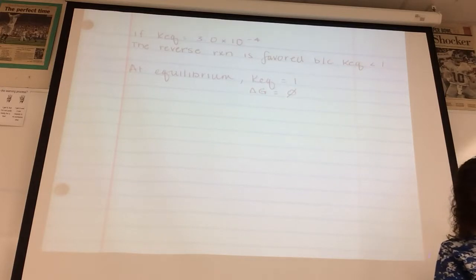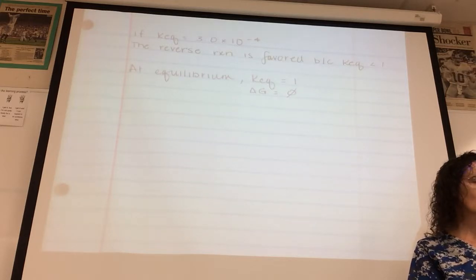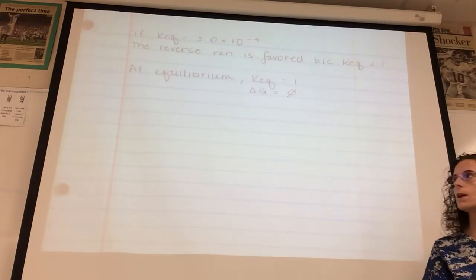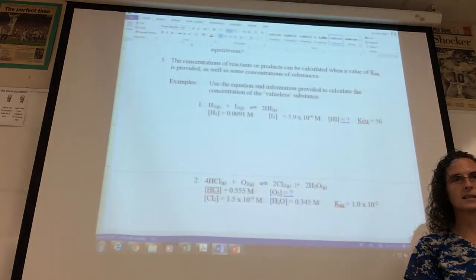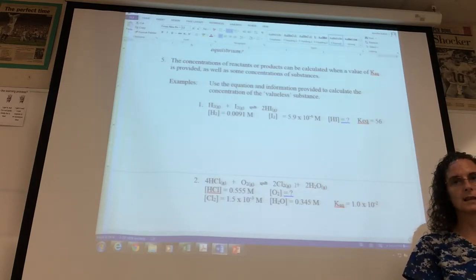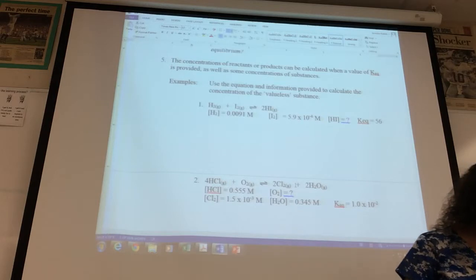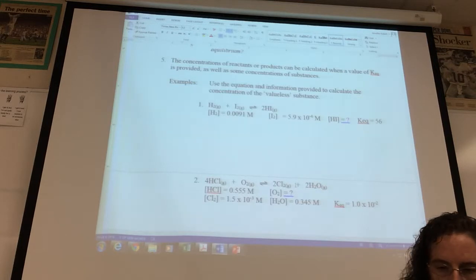It says the concentrations of reactants or products can be calculated when a value of KEQ is provided, as well as some concentrations of substances. Use the equation and information provided to calculate the concentration of the valueless substance. So now we're going to be given KEQ, given all the concentrations except one, and we're going to solve for the missing piece. This is just a math exercise, being able to manipulate variables in equations. Most of you are extremely strong at this. Those of you who aren't, we're going to get you strong at this before the end of the period.